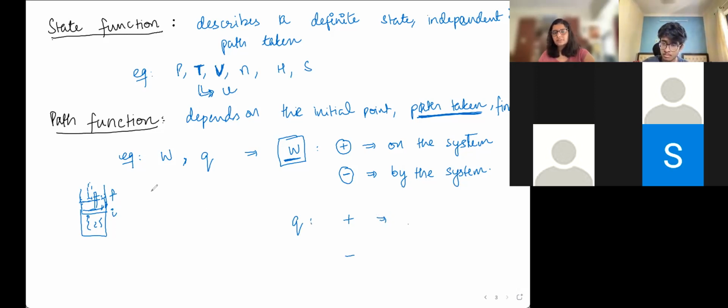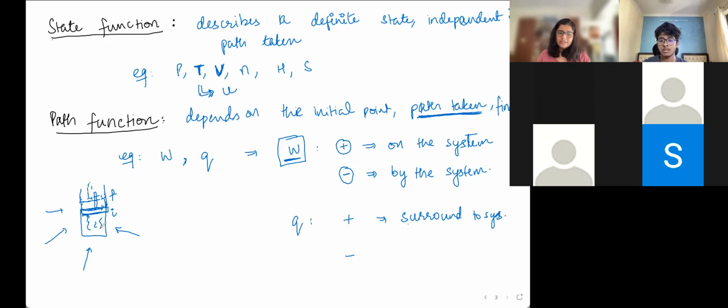Suppose the surrounding is passing heat to the system. Like, I put it in a furnace. Like if I put it on a stove, the surrounding is giving heat to the system. So then the total heat, the change in heat in the system, I'll get a positive value because I'm adding heat from the surrounding to the system.